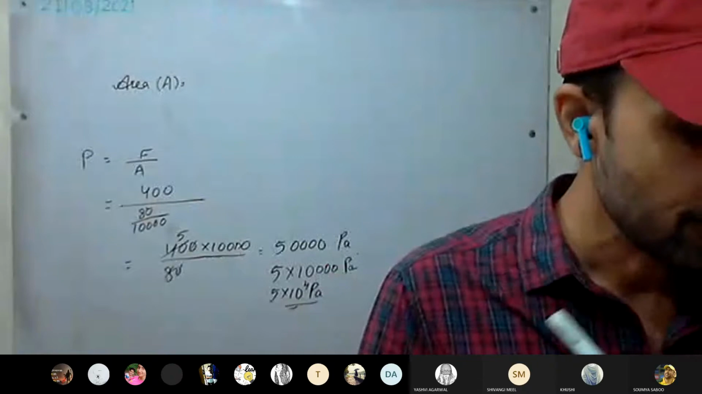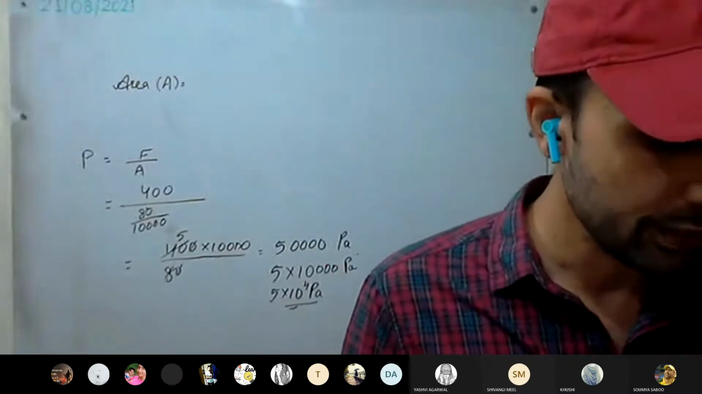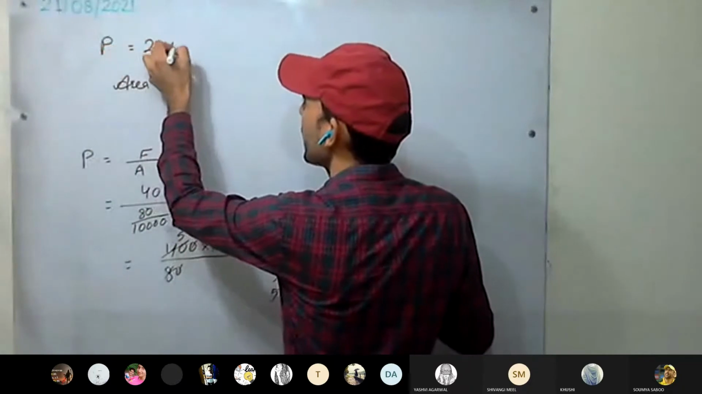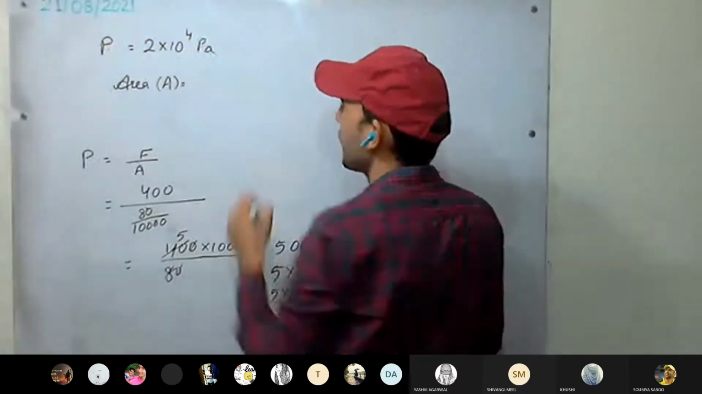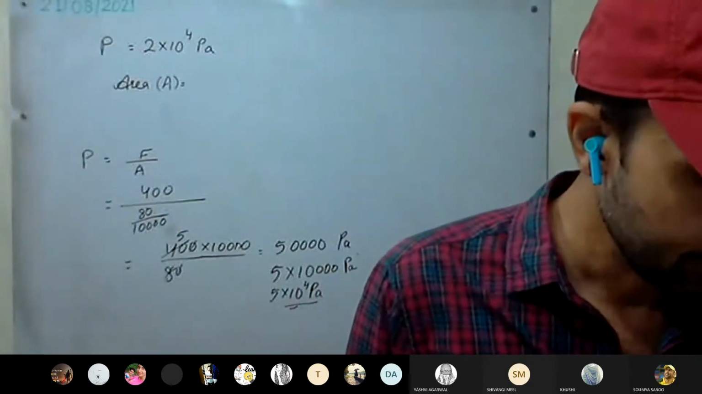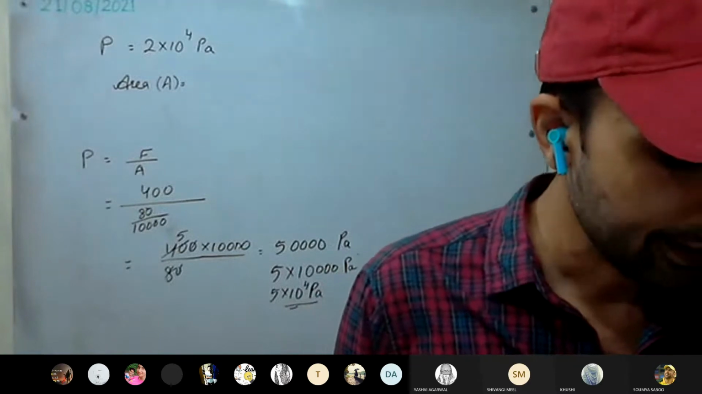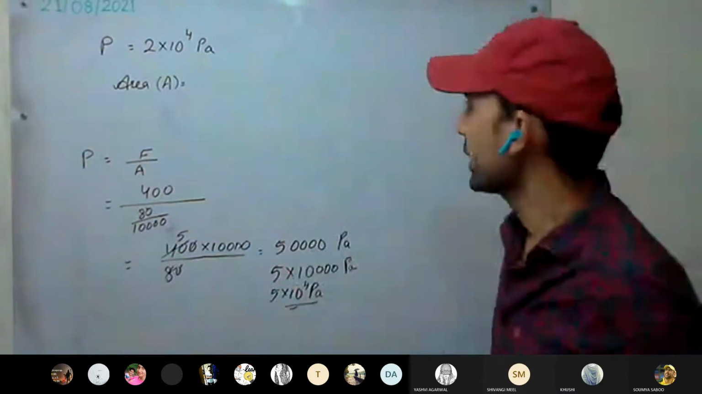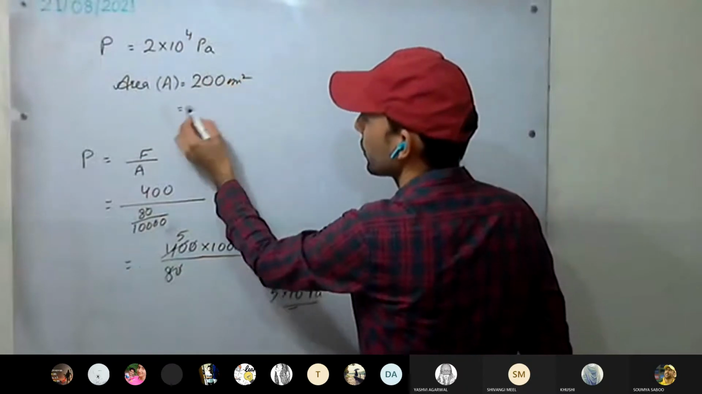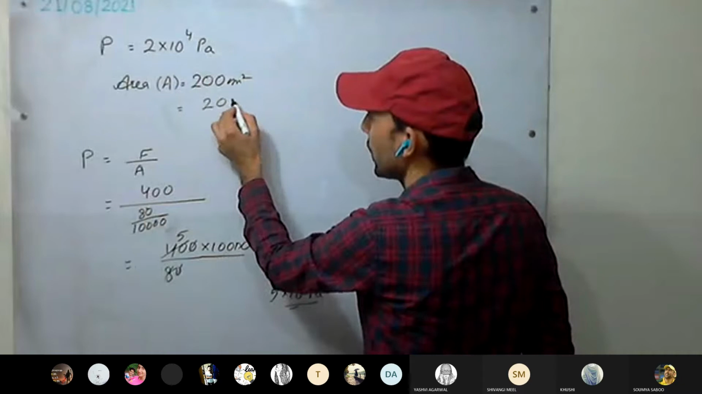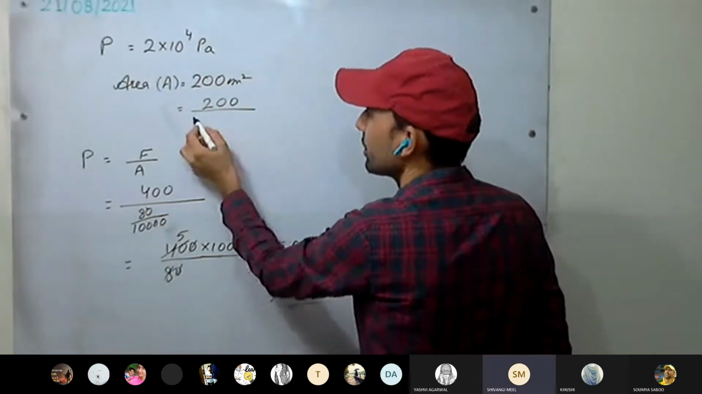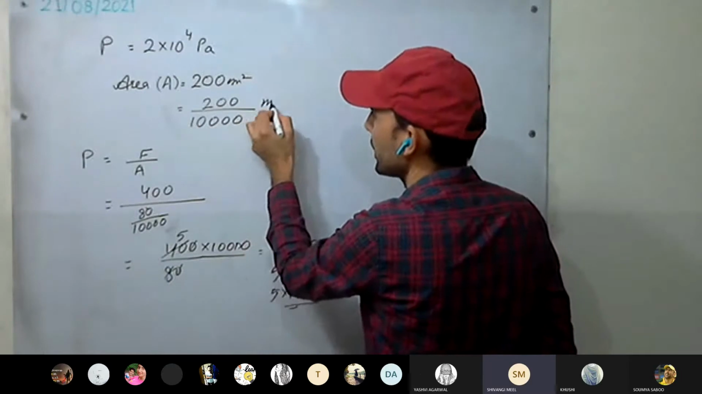Next one. What force is required to exert a pressure of 2 into 10 raised to the power 4 pascals? Pressure is given how much? 2 into 10 raised to the power 4 pascal. Pascal is nothing but Newton per meter square that we have studied. On an area of 200 centimeters square. It is SI unit, this is CGS, so convert it into meter square. How to convert? 200 divided by 10,000 meters square.